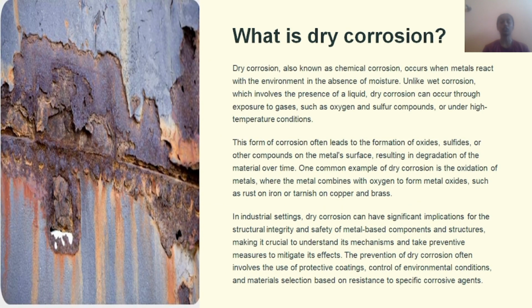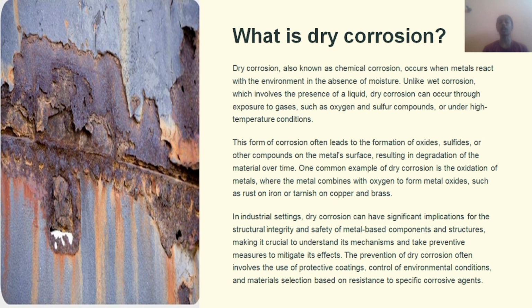What is dry corrosion? Dry corrosion, also known as chemical corrosion, occurs when metals react with the environment in the absence of moisture. Unlike wet corrosion, which involves the presence of a liquid, dry corrosion can occur through exposure to gases such as oxygen and sulfur compounds or under high temperature conditions. This form of corrosion often leads to the formation of oxides, sulfides, or other compounds on the metal surface, resulting in degradation of the material over time.